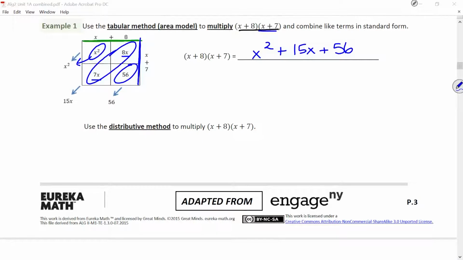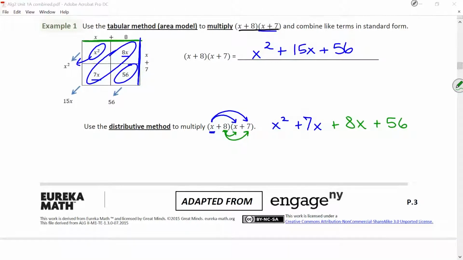Now we can do the exact same problem using the distributive method. I'll just do it right here: (x + 8) times (x + 7). I'm going to distribute the x into both this x and the 7. So x times x is x^2. x times 7 is 7x. I will also distribute this 8 into both of these terms. 8 times x is 8x, and 8 times 7 is 56.